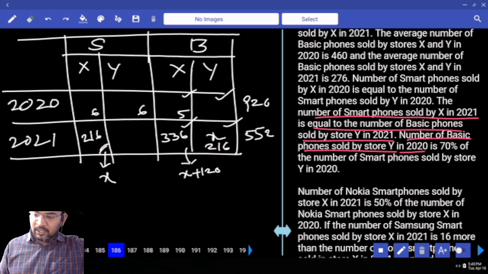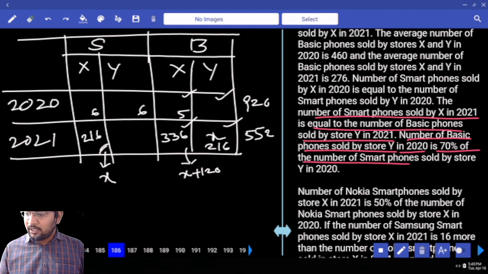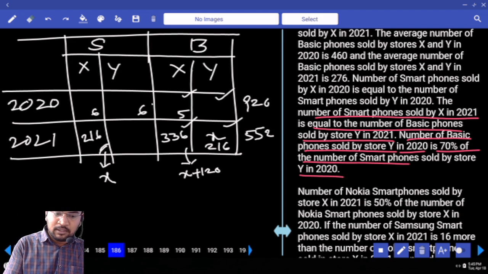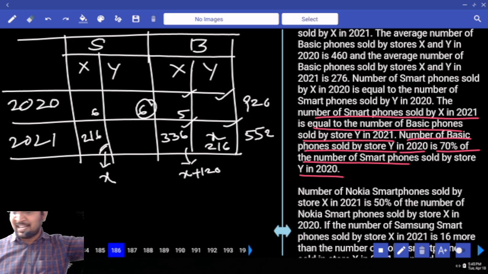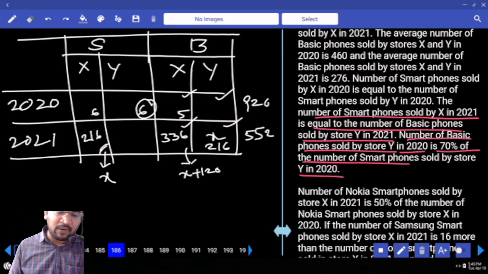Next, the number of basic phones sold by Store Y in 2020 is 70% of the number of smartphones sold by Store Y in 2020. Smartphones sold in 2020 is 6 parts. So 70% of 6 parts is 4.2 parts. Now see, X plus Y together is 920. 5 parts plus 4.2 is nothing but 9.2. 9.2 is nothing but 920, then 4.2 is nothing but 420.